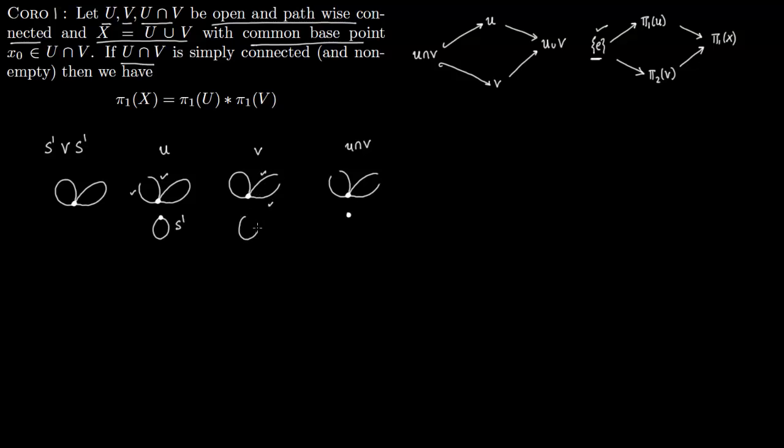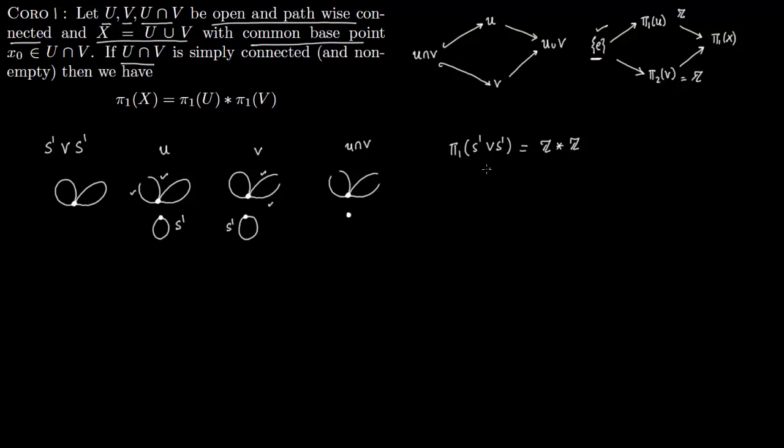So this will also be S1. So pi 1 of U would be integers because this is S1. For V also it will be integers. Use this result. So you have pi 1 of S1 wedge with S1. This will give you this free product. And this you can extend to any number of wedge products.